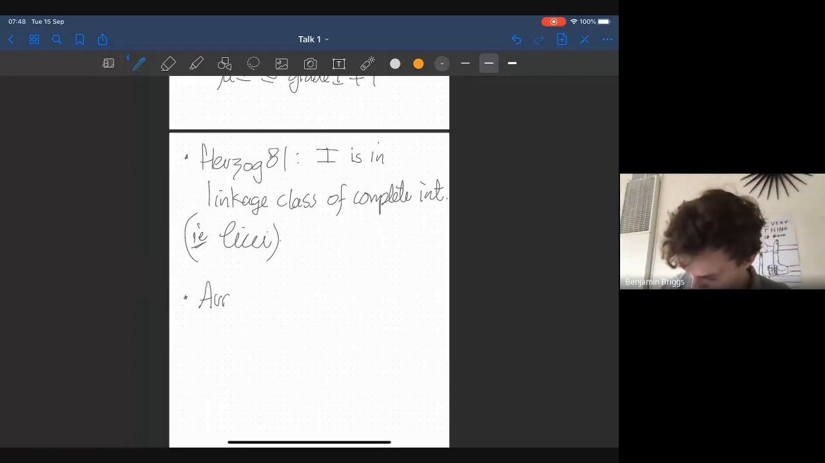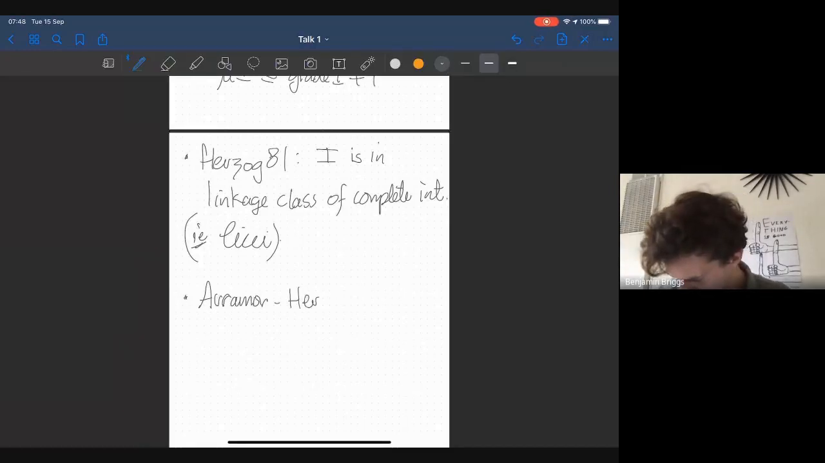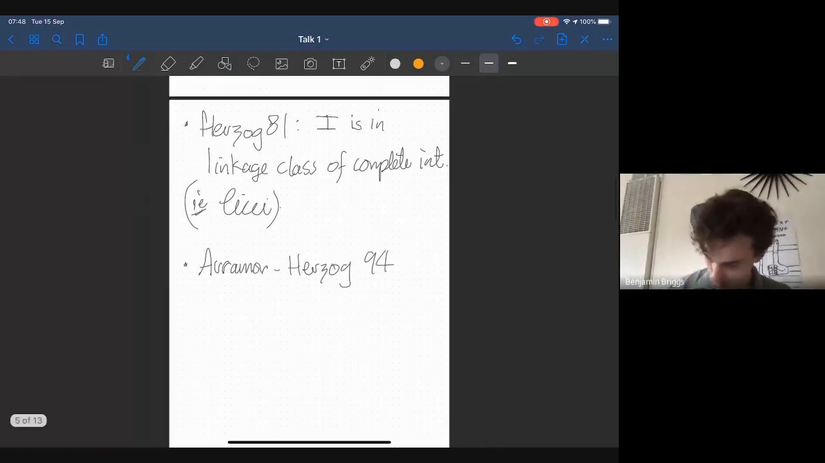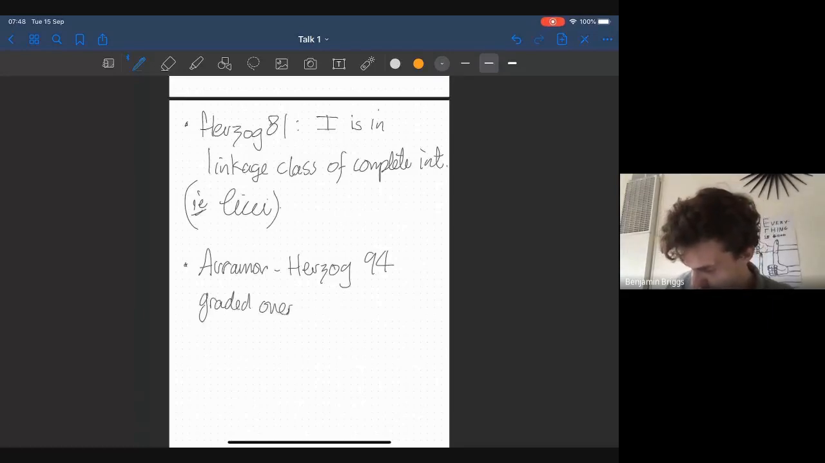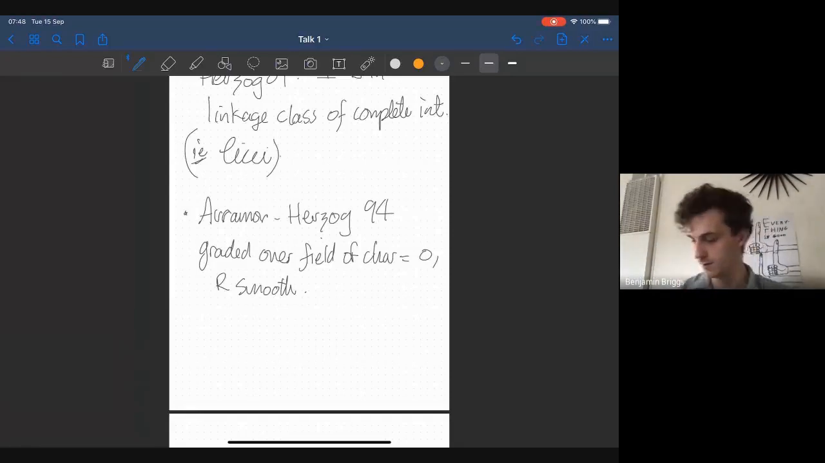There's Avramov and Herzog in, jumping forward to 1994, proved that this is true for graded rings over a field of characteristic 0, and also in the case where R is smooth. So they did it for R being a polynomial ring, some graded polynomial ring.